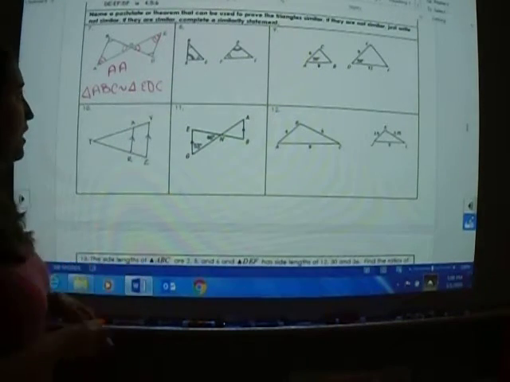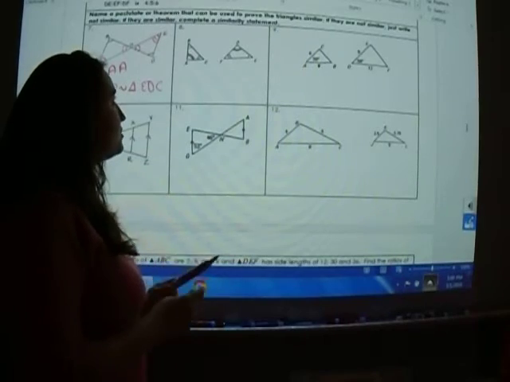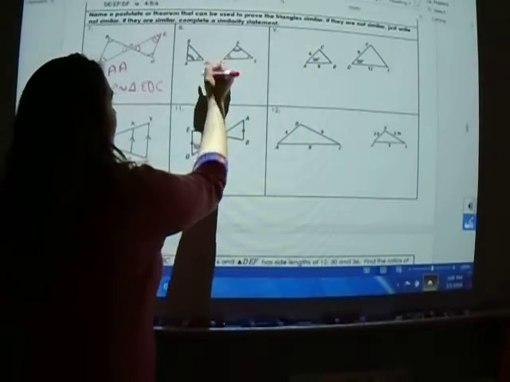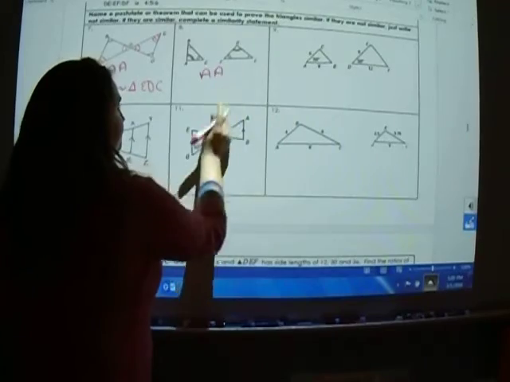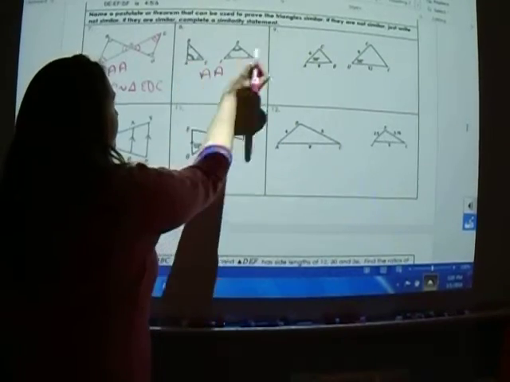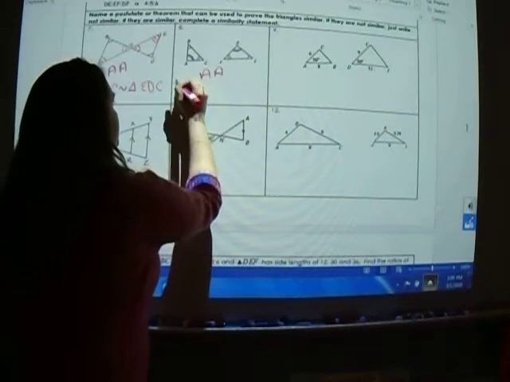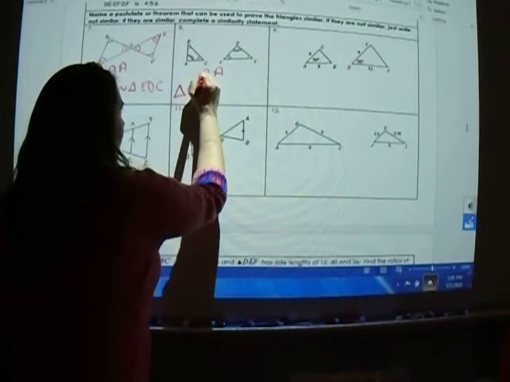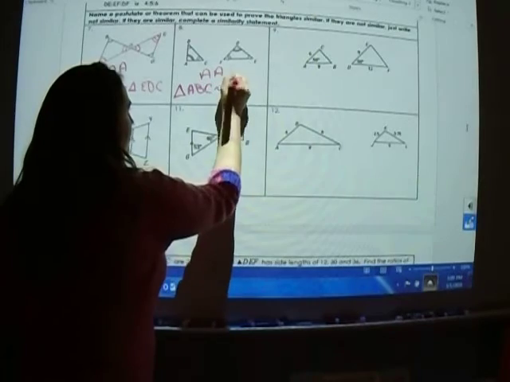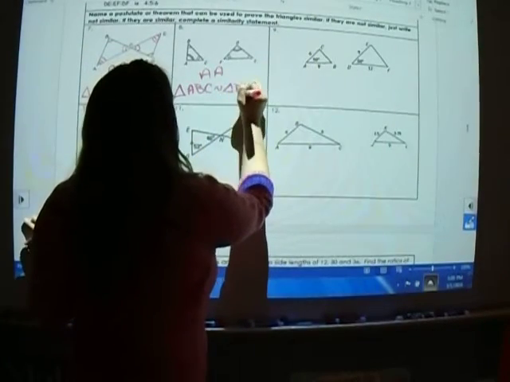Okay? Now let's look over here. Once again, we're going to have an AA postulate because this angle is congruent to this one, this is congruent to this, and this is congruent to this. So once again, we have triangle ABC is similar to triangle DEF.